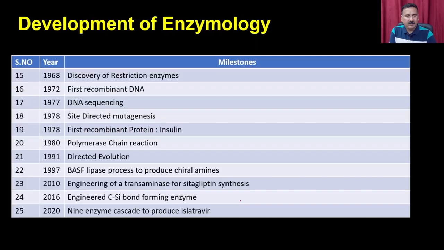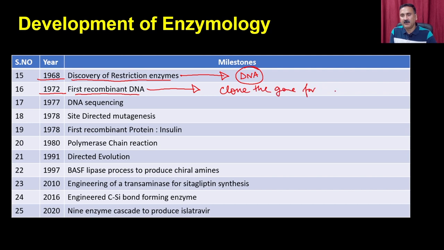Now in the year of 1968, people discovered the first restriction enzyme. So restriction enzymes are the enzymes which are cutting the DNA. Then in the year of 1972, the first recombinant DNA was produced, and that paved the way in which you can clone the gene for the enzyme production, right?